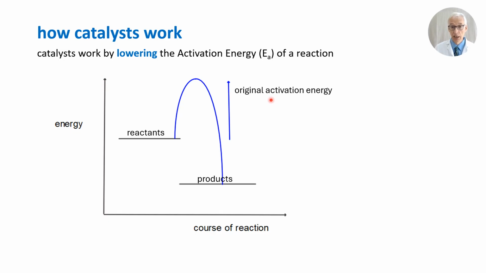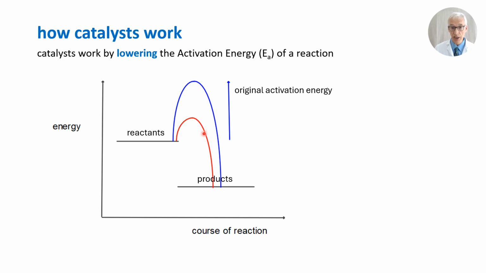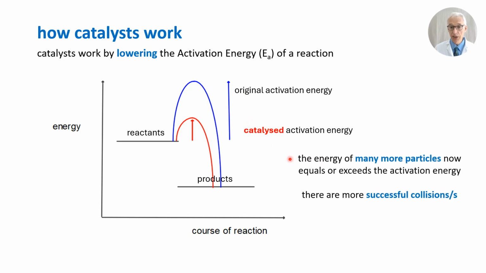pathway curve. Now, if we look at the same reaction but a catalyzed reaction pathway, we'll see that the activation energy is much lower. So the catalyzed activation energy is a much smaller energy requirement than the original activation energy. That means that at any given temperature, the energy of many more particles now equals or exceeds the activation energy. So on collision, many more of those collisions as a percentage are successful per second. Hence, the rate of reaction is greatly increased by the addition of a catalyst.